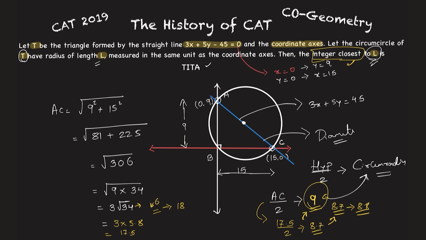The only thing you have to remember here is that the diameter of a circumcircle is equal to the hypotenuse of a right angle triangle.